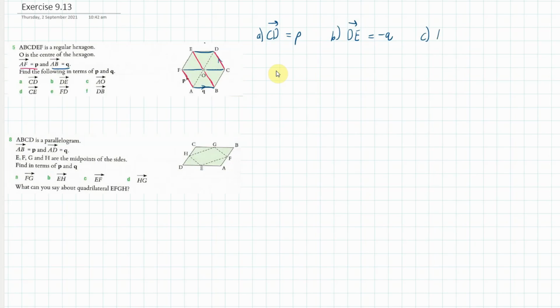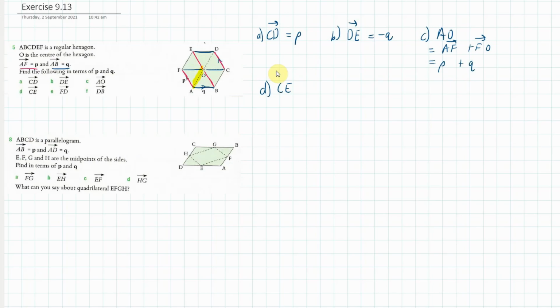C, we're looking for AO. Now that's the center, so going from A to O, you can see that there's no immediate path because we don't have this vector here. So we're going to have to take an alternative route. The alternative route that I'm going to take is A to F plus F to O. Now I know AF is P, and I know that FO is Q, so P plus Q.